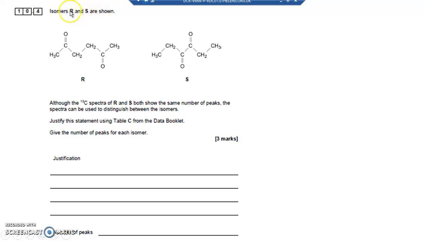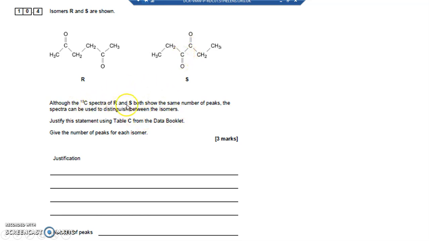Isomers R and S are shown. So for 10.4 we've got two isomers. They look fairly similar, except in this case the carbonyl groups, the C double bond O groups, are at carbons number 2 and 5, whereas here they're at 3 and 4. And that's going to be critical in a minute.